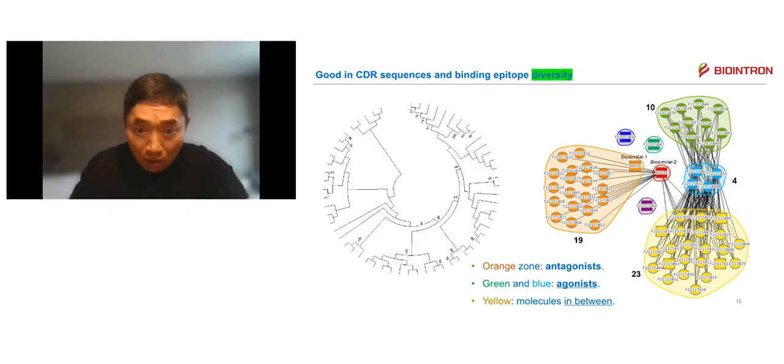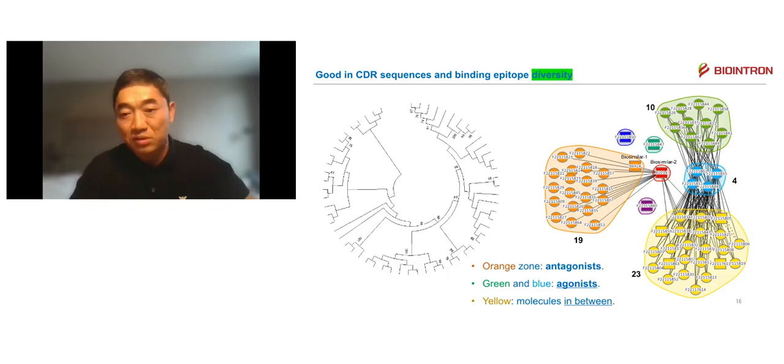In addition to binding, in many cases people care more about the CDR sequence diversity, as I just talked about. You can see that their CDR diversity is very good by looking at the phylogenetic tree. It's very diverse, and the binding epitopes are also very diverse. As shown, the orange zone are antagonists, and the green and blue are agonists, while the yellow ones are antibody hits that fall in between.